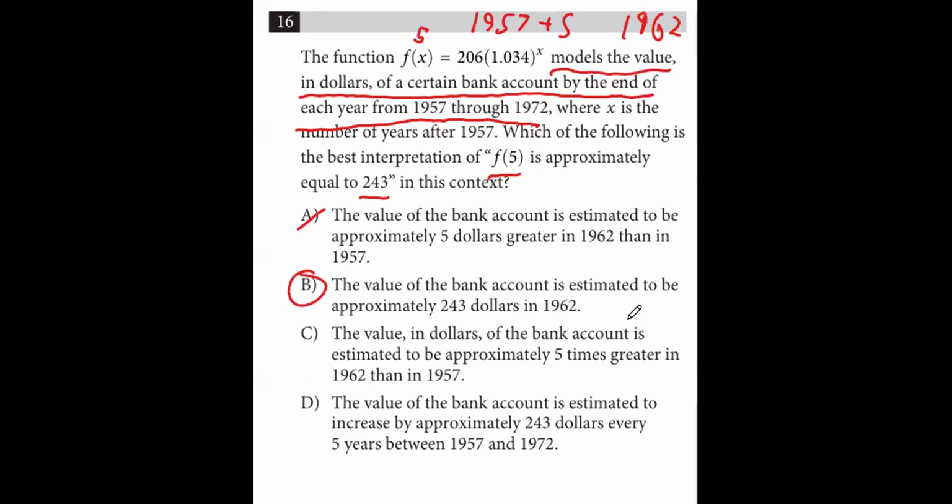The value of the bank account is estimated approximately 5 times greater. Nope. And value of the bank account is estimated to increase by $243 every 5 years. Nope. We're just asked, what does f of 5 mean? Which is just the value of the bank account in 1962.